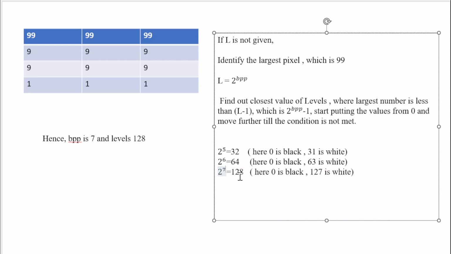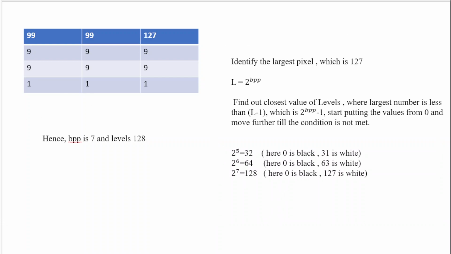BPP is 7. Number of levels is 128. We already know black is represented by 0. What will be the white color? Levels minus 1, which is 128 minus 1, 127. So we have successfully identified the BPP here as 7 and levels as 128. We'll look at a few more examples.